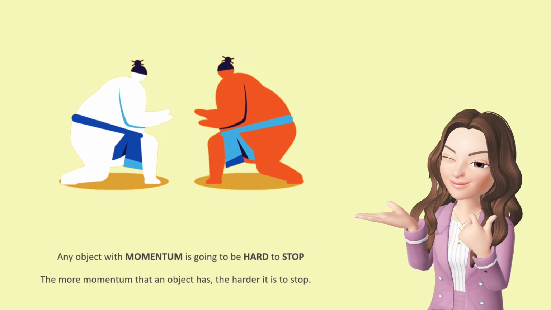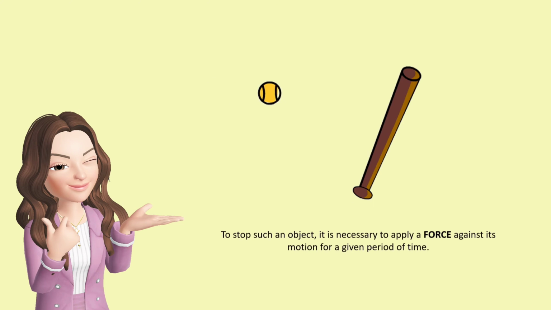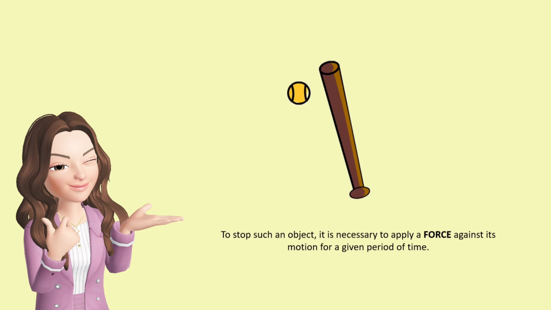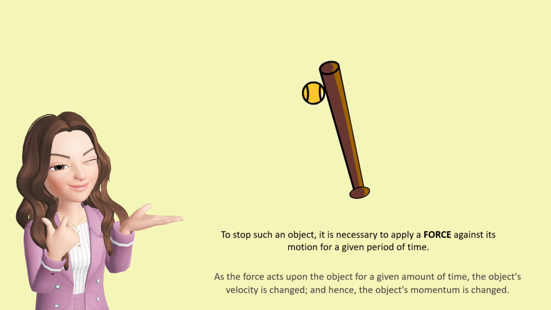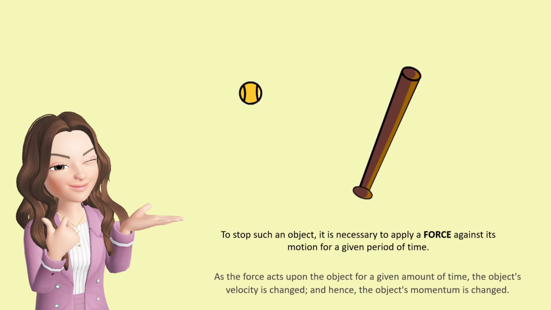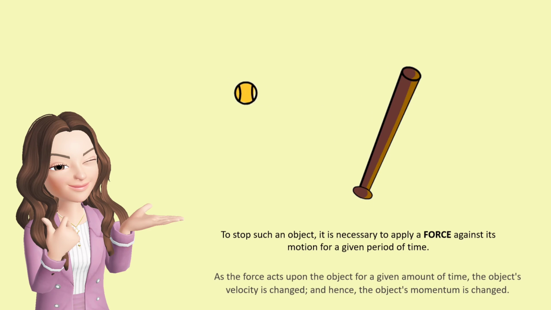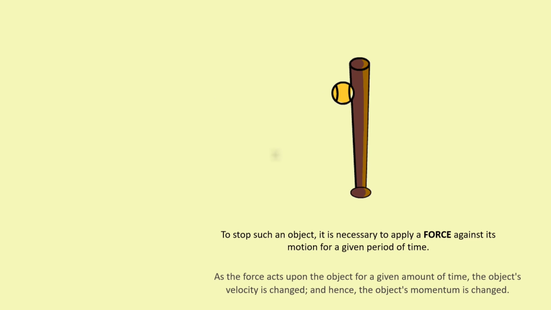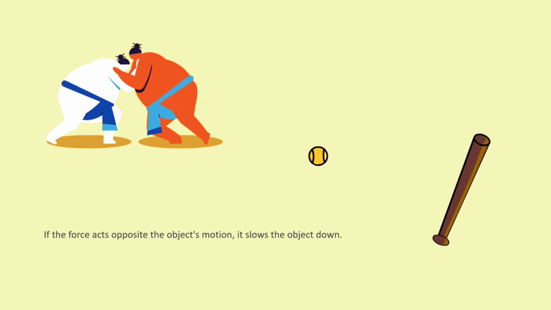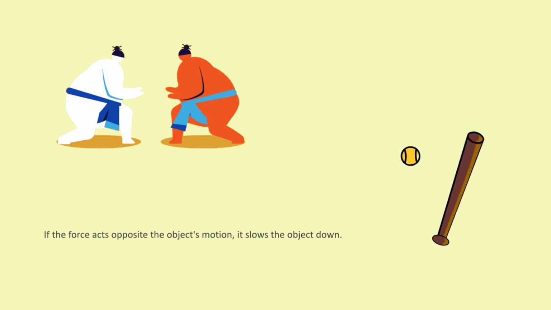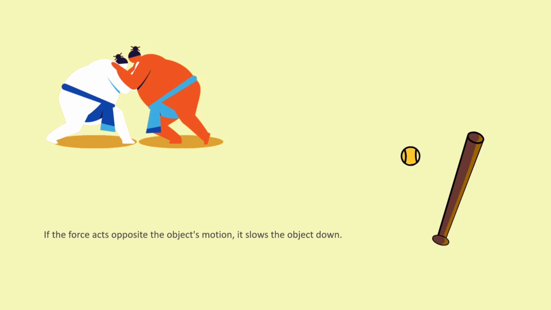To stop such an object, it is necessary to apply a force against its motion for a given period of time. As the force acts upon the object for a given amount of time, the object's velocity is changed, and hence, the object's momentum is changed. A force acting for a given amount of time will change an object's momentum. If the force acts opposite the object's motion, it slows the object down.